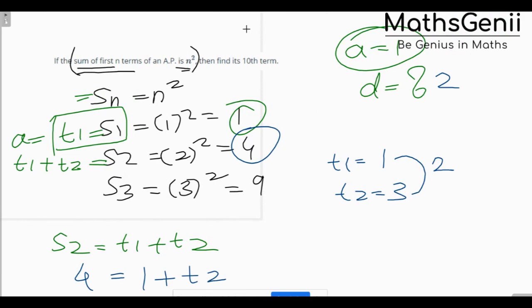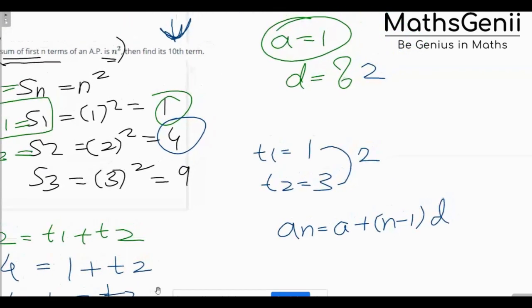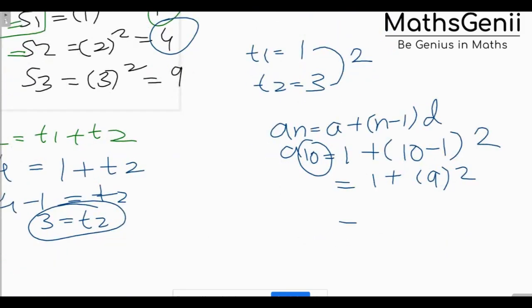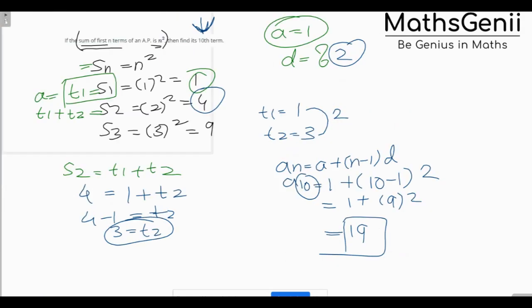Now it's easy. Now you have to find just the 10th term. So you have to apply the formula A of n is equal to A plus n minus 1 D. So A of 10 is equal to A is 1 plus n is what? 10 minus 1, D is 2. So 1 plus 9 into 2, which is 18 plus 1, 19. So your answer of this question is 19. I agree the question is a little complex one. You might have to rewind the video and watch.